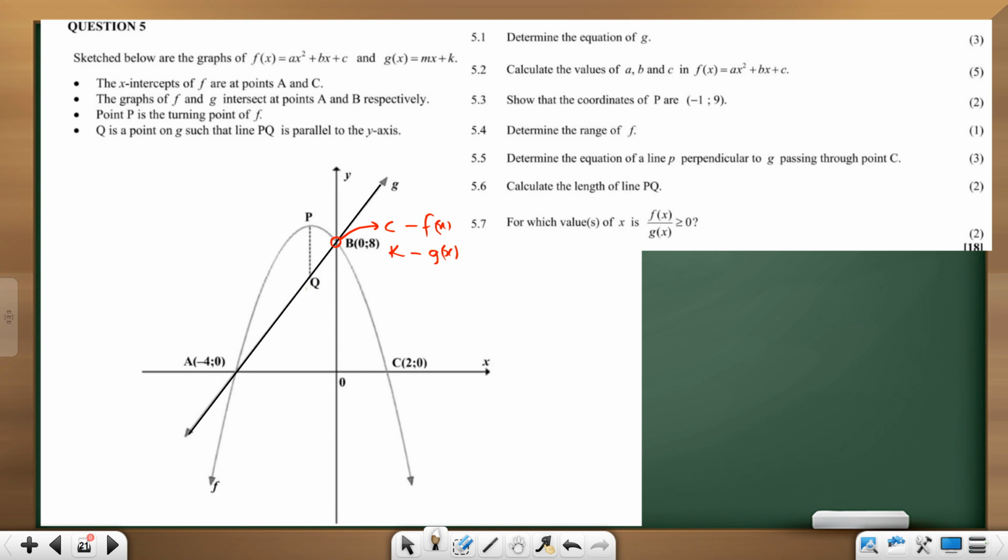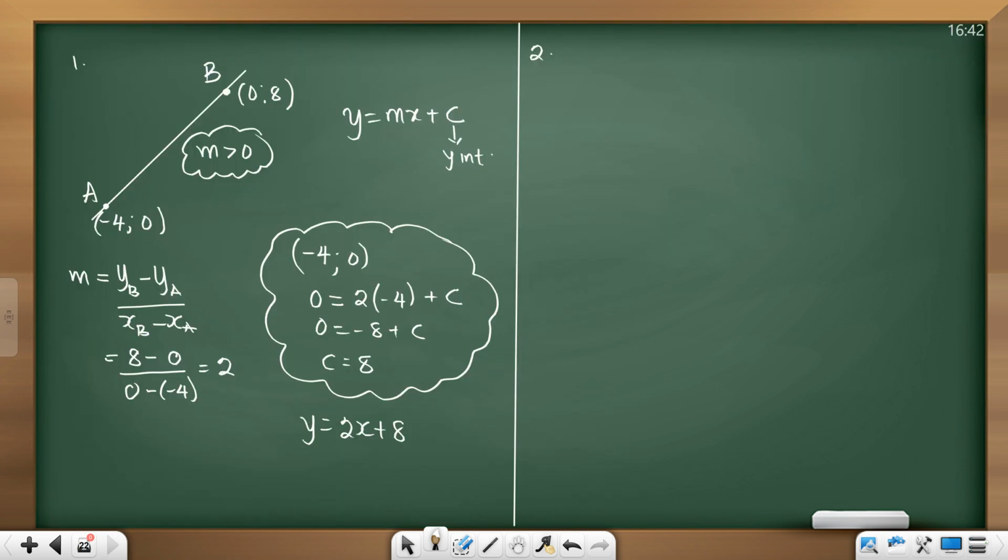Number 2, what are we looking for? We are to calculate the values of A, B, and C. Now, my good learners, I want you to see what I'm going to do. When I'm given a graph, how do I get an equation? I am going to come here and say y equals a (x minus x1)(x minus x2). That's how I get the equation. One of the ways, in fact, the most common way.